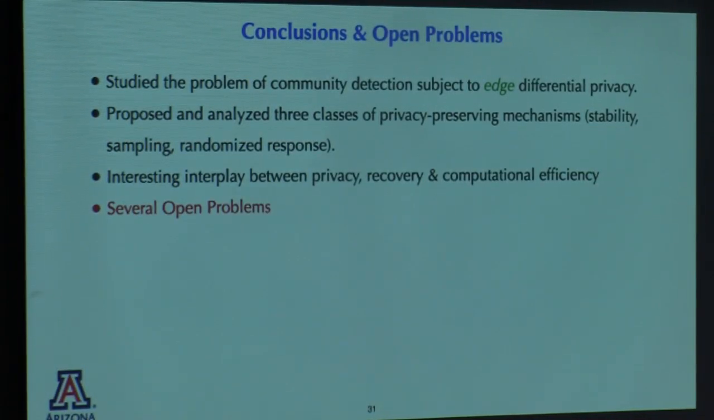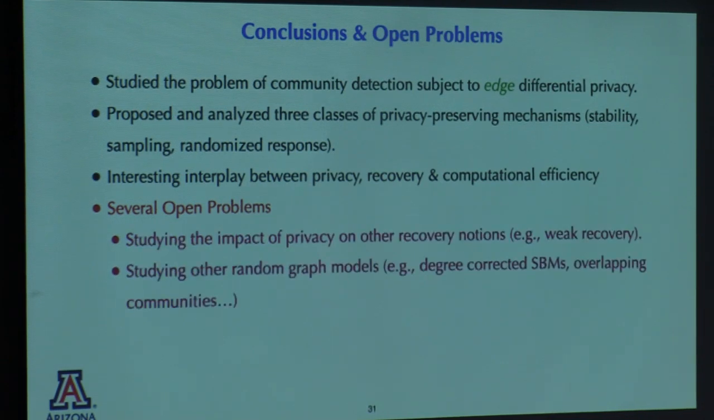Just to conclude, we studied this problem of community detection subject to edge-DP. We analyzed three privacy-preserving mechanisms in a nutshell. We started with the most basic one, randomized response, and then sampling and stability based ones. There are very interesting interplays between three core aspects: privacy, efficiency, and utility in the recovery of the communities.